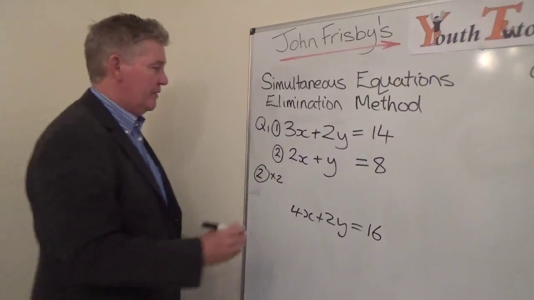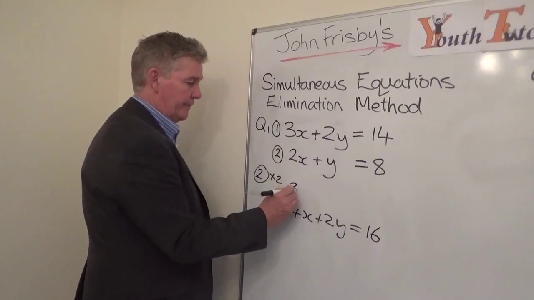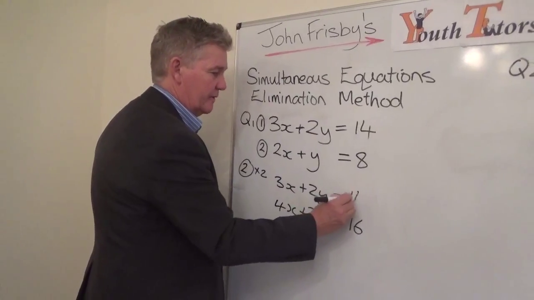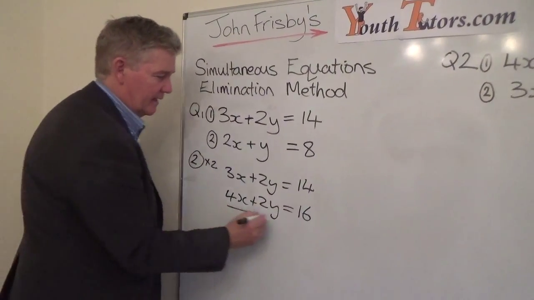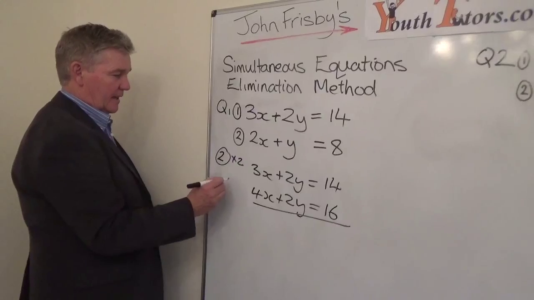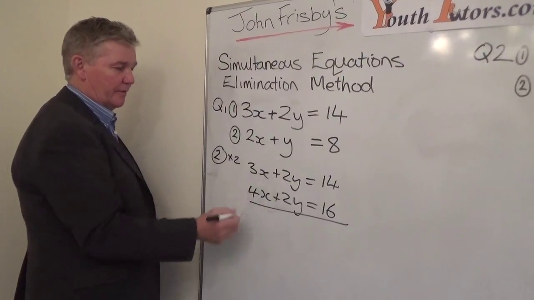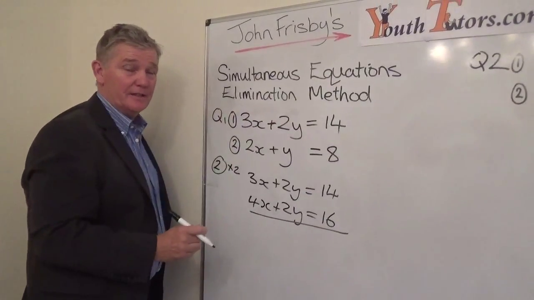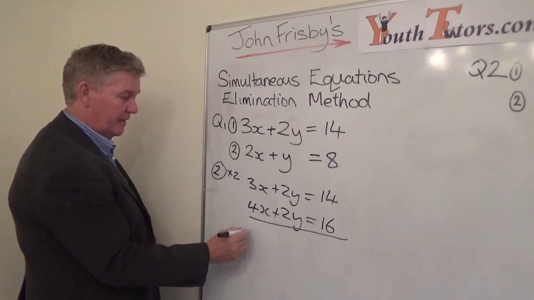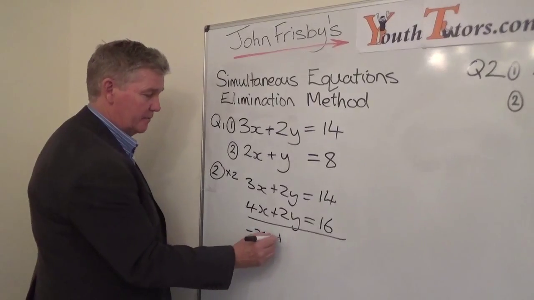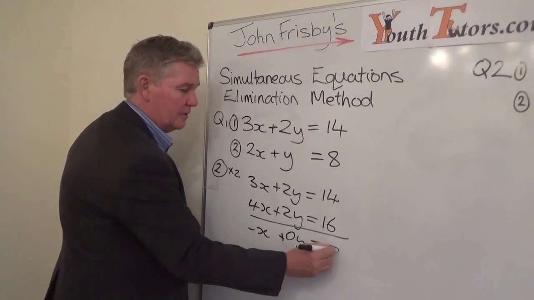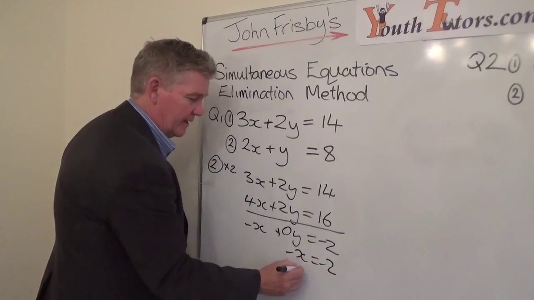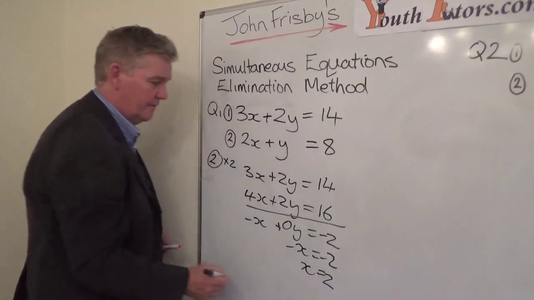Now if I rewrite equation 1 above it, 3x plus 2y equals 14, you can see that if I subtract this equation from that one, I'll eliminate the y's, hence the elimination method, and we'll end up with minus x plus 0y equals minus 2, minus x equals minus 2, therefore x equals 2.